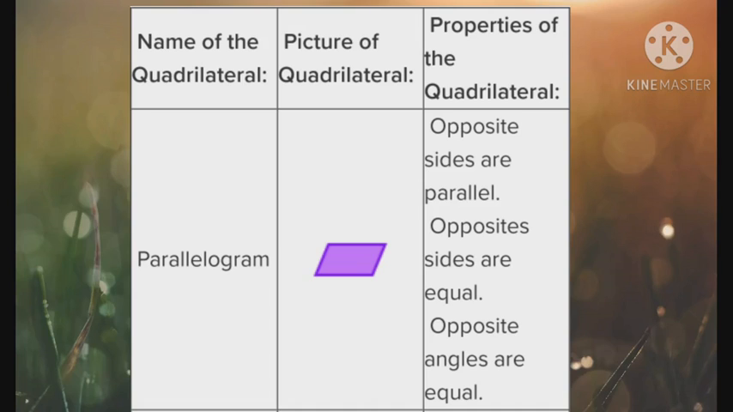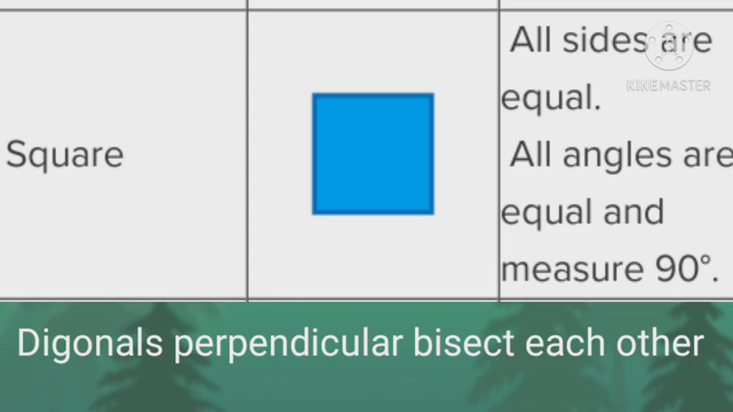Let's revise. The first one is parallelogram. You have to write the four properties of each quadrilateral in your fair notebook. The first is parallelogram. Number 1, opposite sides parallel. Number 2, opposite sides equal. Number 3, opposite angles are equal. Number 4, diagonals bisect each other. Okay. Next, square. First one, opposite sides parallel, all four sides equal, all four angles are of 90 degrees, diagonals perpendicular bisect each other. Write these four properties in your notebook.